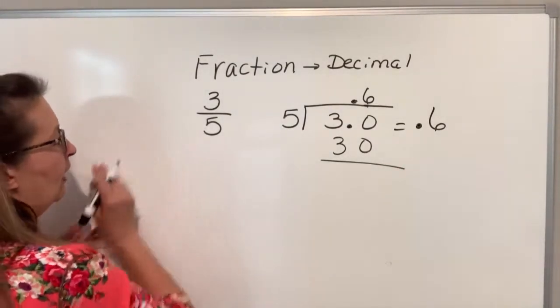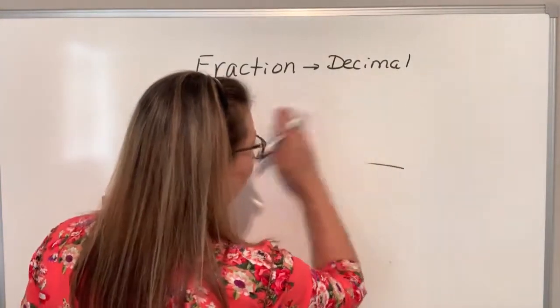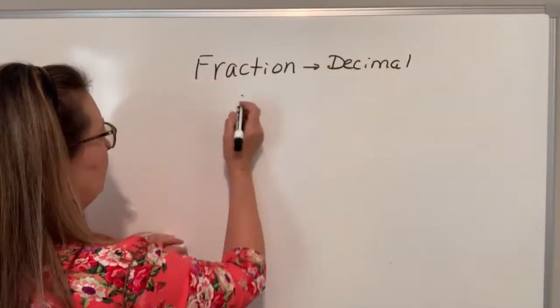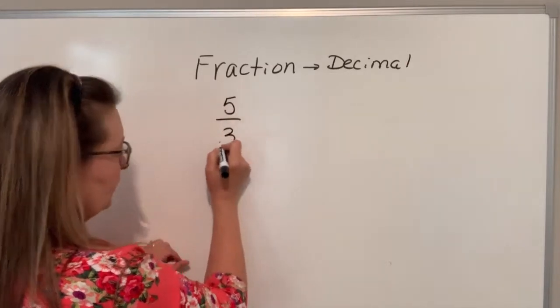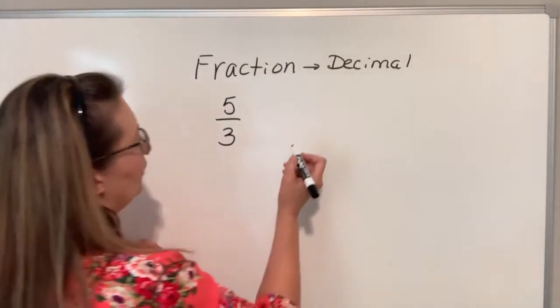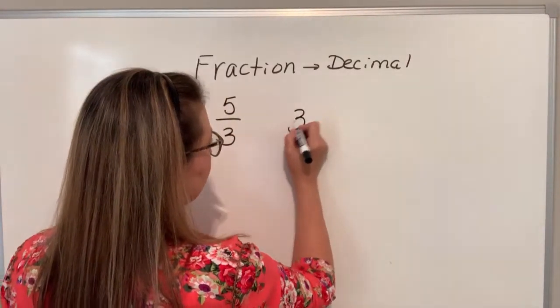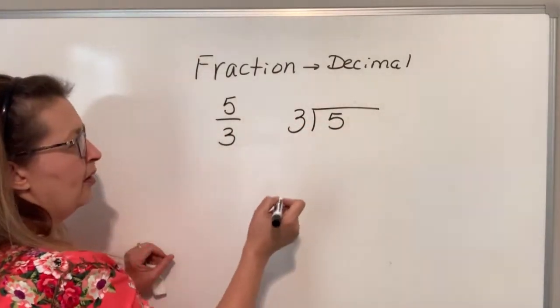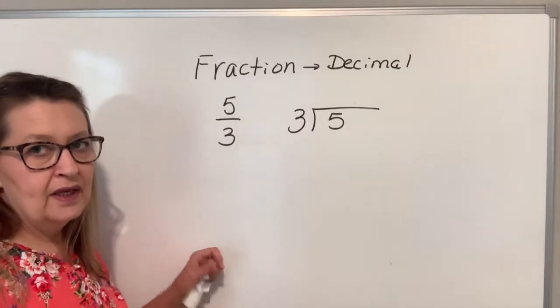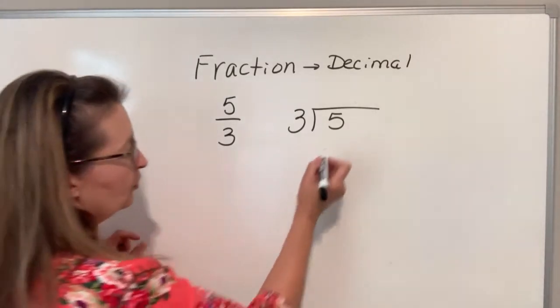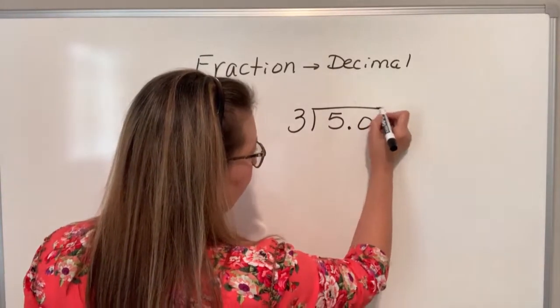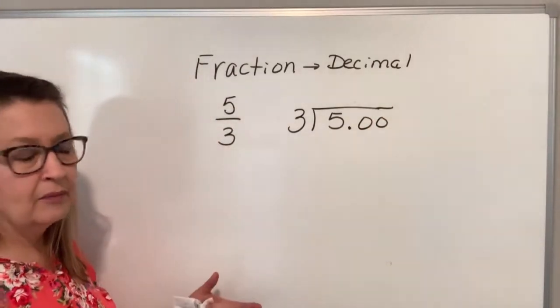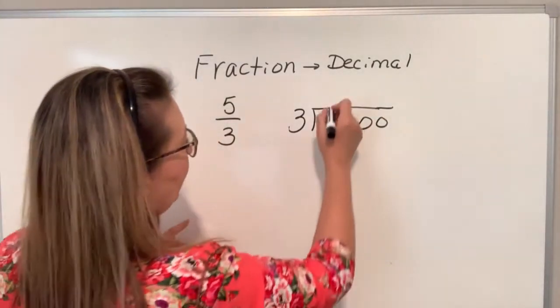Okay? All right, let's look at one more example. What if I had an improper fraction? 5/3. Okay? You're still going to put numerator under the box, denominator outside, and then you're still going to divide as usual. Now, I'm still going to go ahead and put a couple of zeros here because I'm probably going to need them. All right, 3 will go into 5 one time.